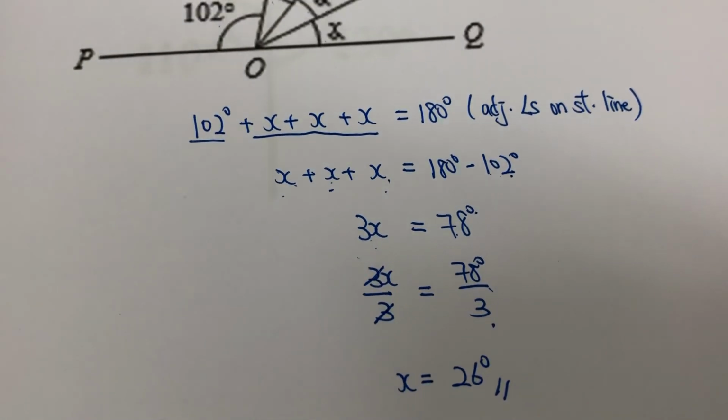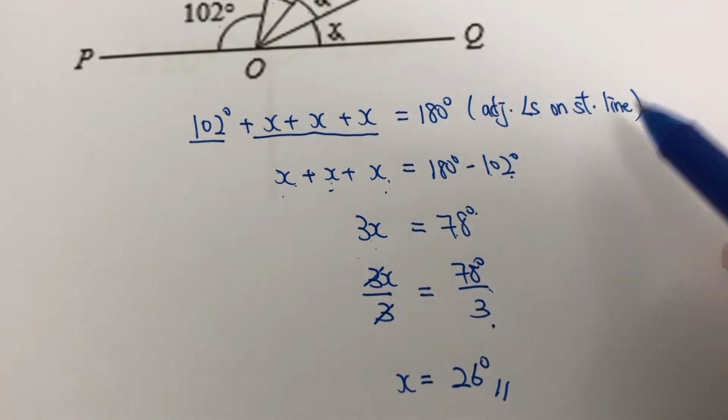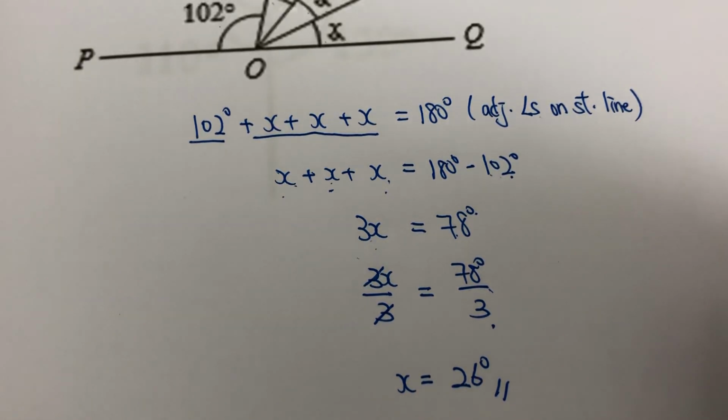Okay? So this is the first rule that we have to use. We have to recall. We call this adjacent angles on straight line. If you have any more questions, please let me know.